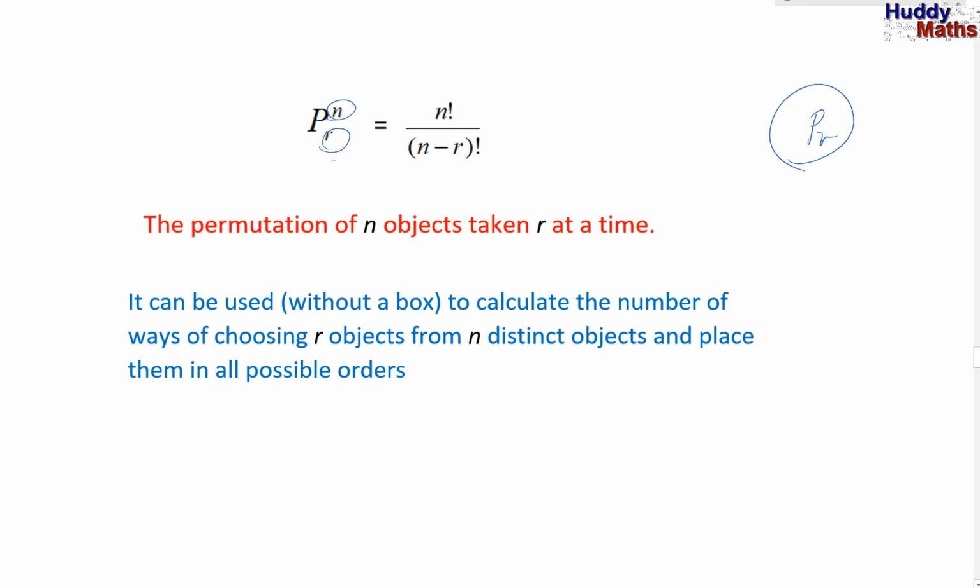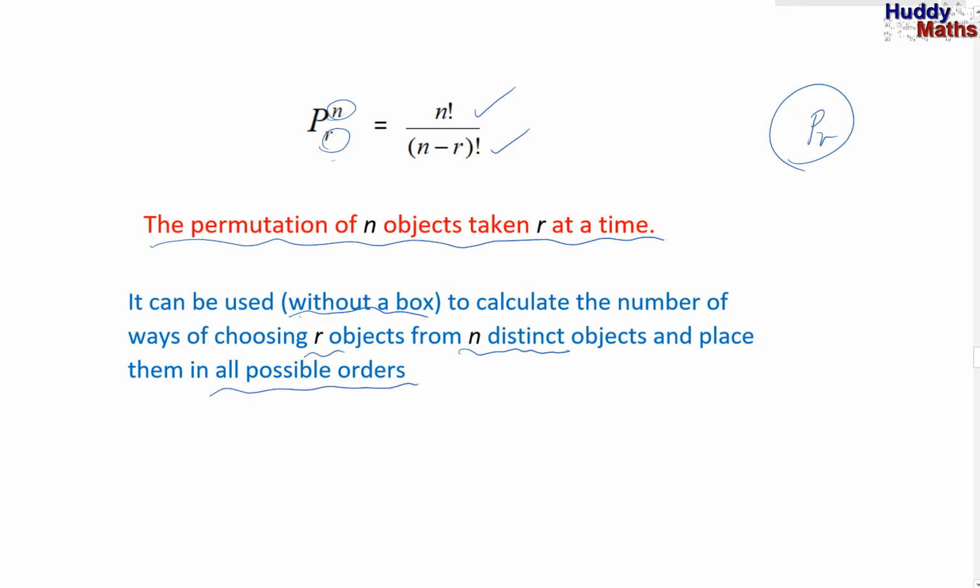So it's not confused with P in counting land for permutations. And we have our nice looking formula. This is called the permutation of n objects taken R at a time, and it replaces the box. It can be used without a box to calculate the number of ways of choosing R objects from n distinct different objects, and place them in all possible orders.